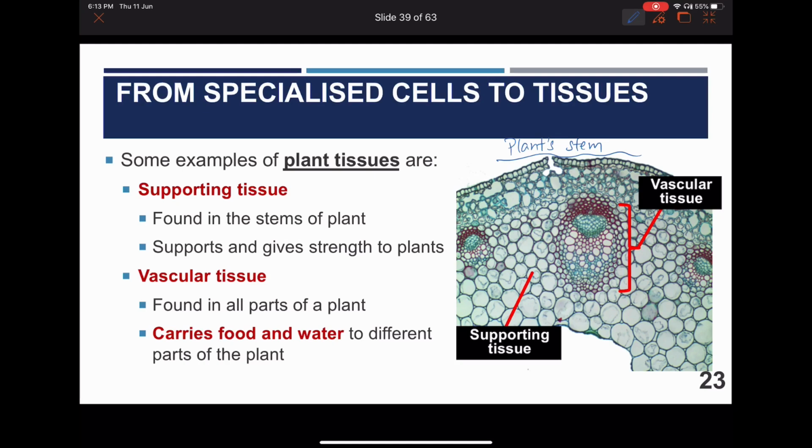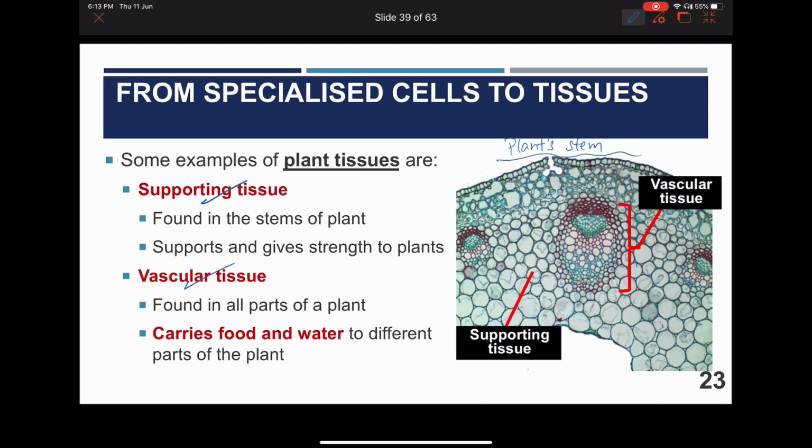So for the plant itself, some examples of plant tissues are what I call the supporting tissues. Now the supporting tissues provide support for the plants, so it's made of a specific type of specialized cells. The second type is what I call the vascular tissue. Now the vascular tissue is found throughout the entire plant, and its purpose is to carry food and water to different parts of the plant. So the vascular tissue is made of cells which have functions to help carry food and water to different parts of the plant.